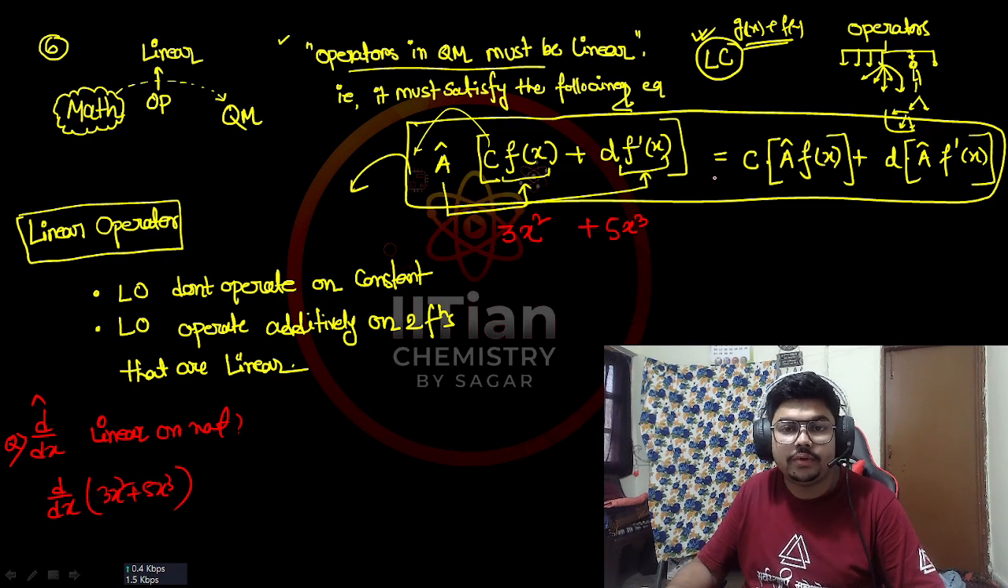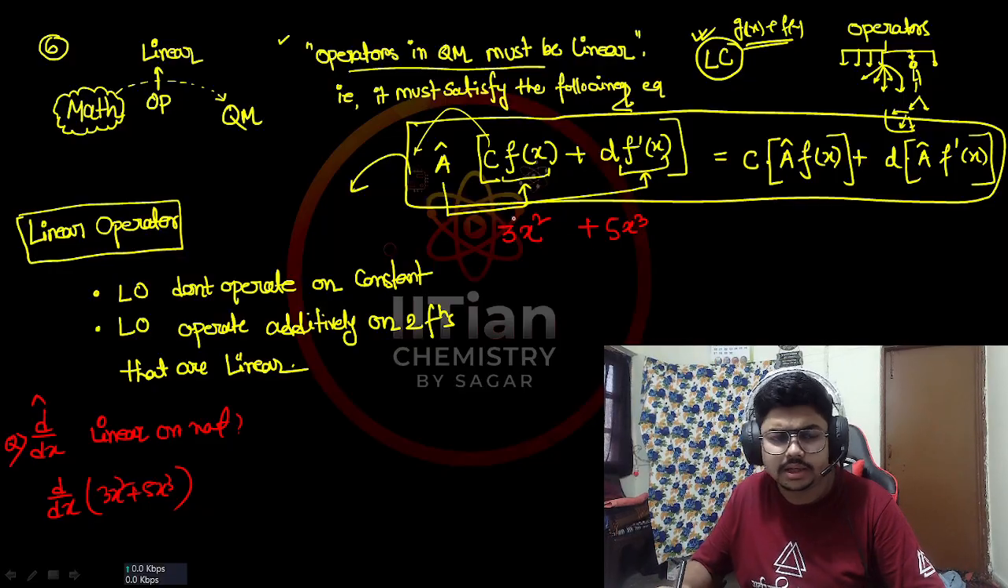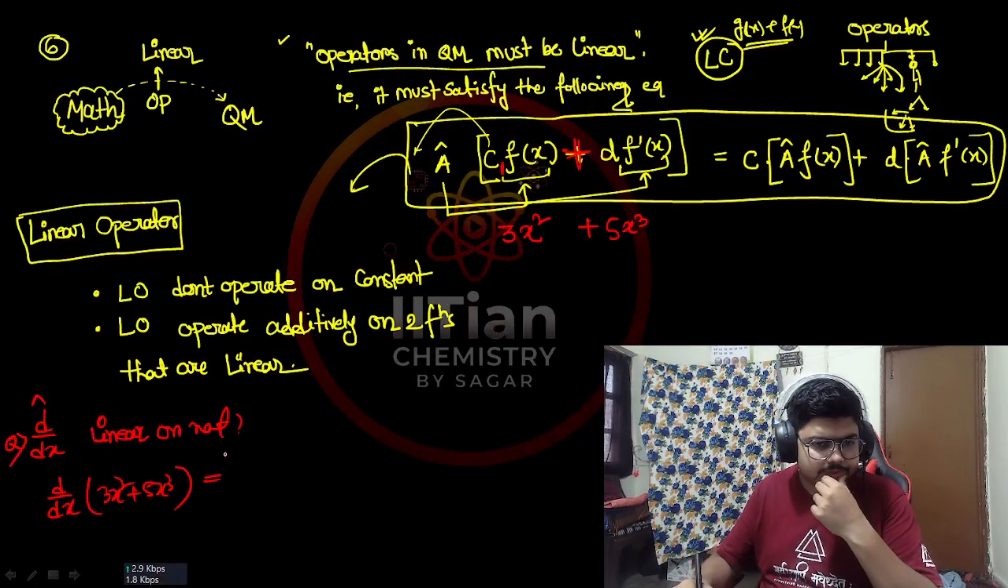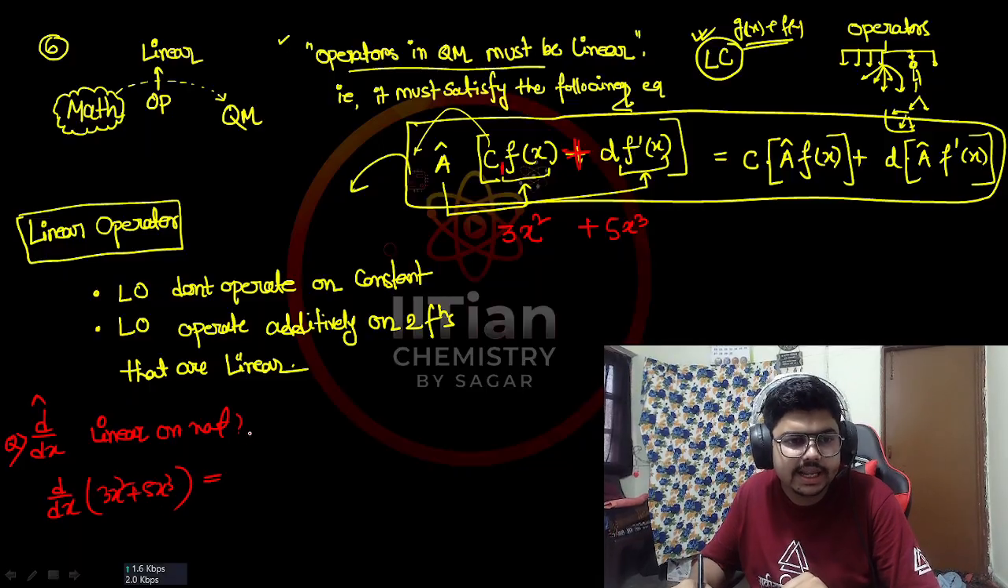Just to check first whether it is a linear operator or not, there are two properties: one is additive and one is multiplicative. So any one property you can check. So, can we write it like this? Just equal to... if this is true, and A is d/dx, will it be true?